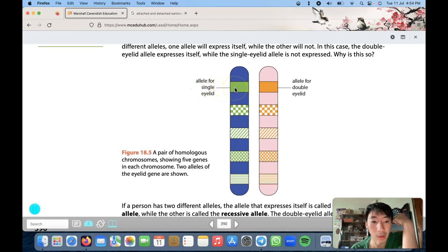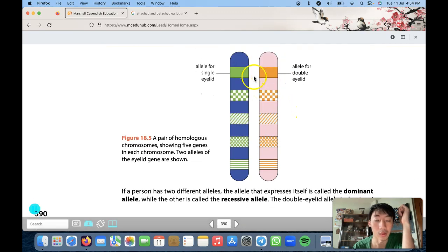Let's say, for example, eyelid. Eyelid is controlled by our genes. So in humans, we either have the allele for a single eyelid or for a double eyelid. One of them is going to be dominant, and the other recessive. What do I mean by dominant? By dominant, I mean that if you have at least one of these alleles, you will observe this trait in your face. And if you have neither, then you would get the recessive allele.